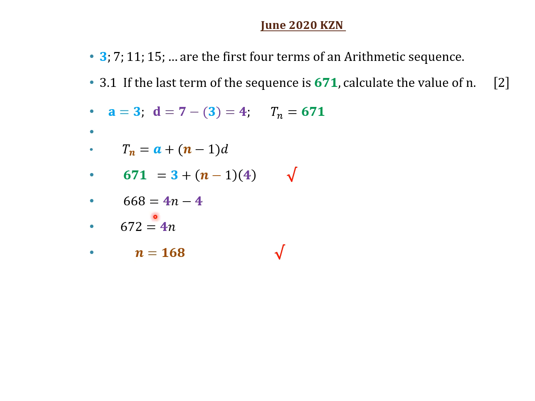4 times n, 4n, 4 times minus 1. If I multiply, it gives me negative 4. 671 minus 3 gives me 668. But if I take negative 4 over, it becomes plus 4. 668 plus 4 then gives me 672. Divided by 4 gives 168. Right? So that gives me 168 terms to get to the last term of 671. Right? Let's look at the next question.